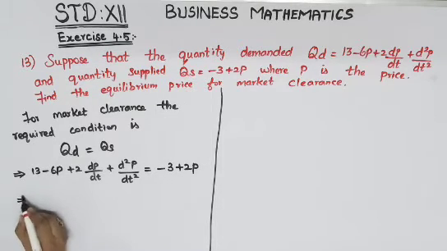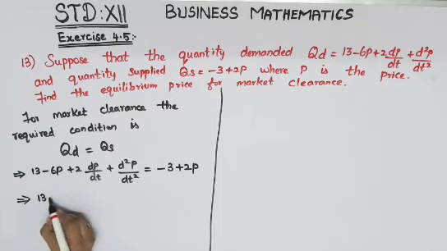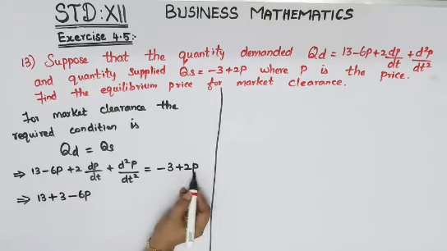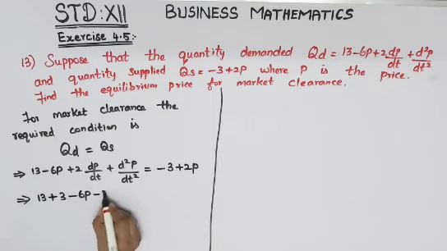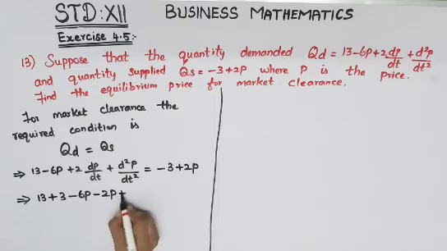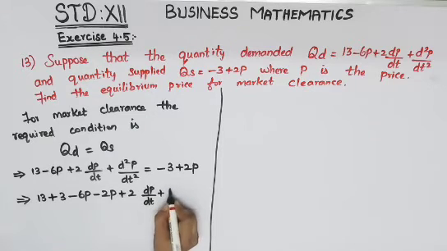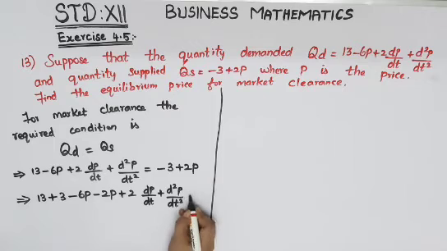The next step is bring everything towards one side. So I'll get 13. I'll just bring this minus 3 to this side, it will become plus 3 minus 6p, and here you got plus 2p. So again it will become minus 2p plus this value, it is 2 dp by dt plus d square p divided by dt square is equal to 0.